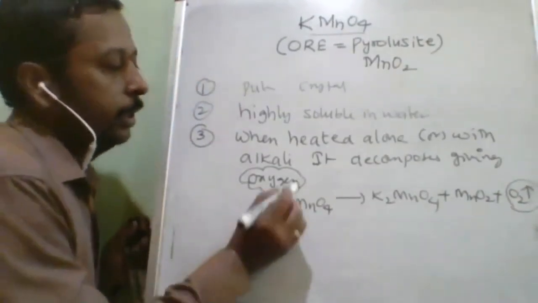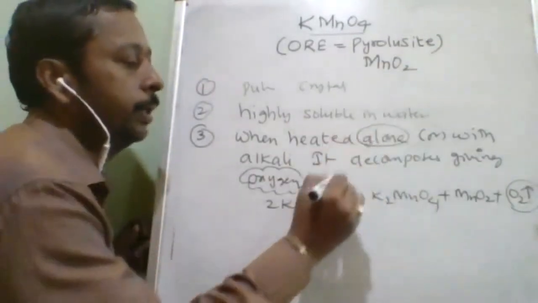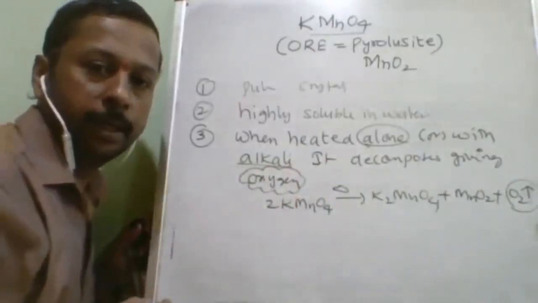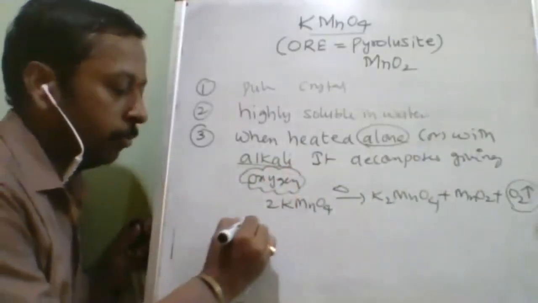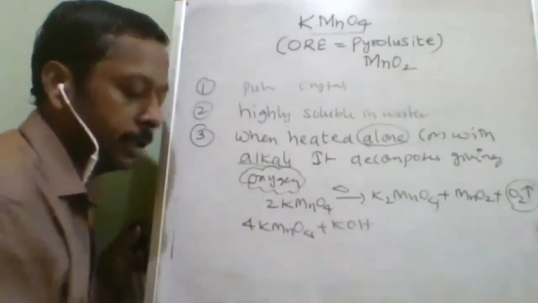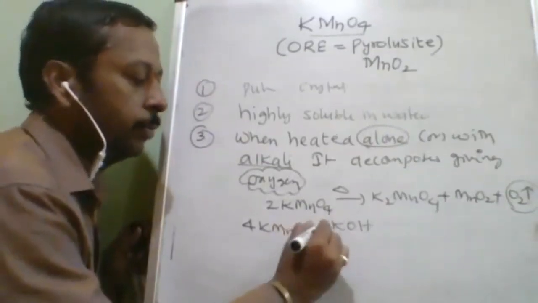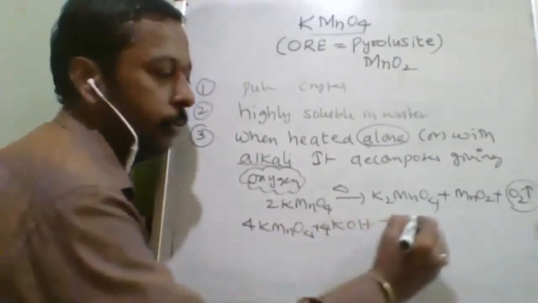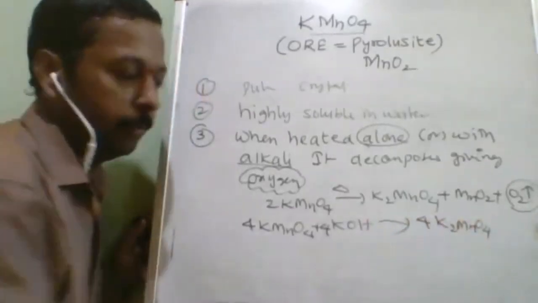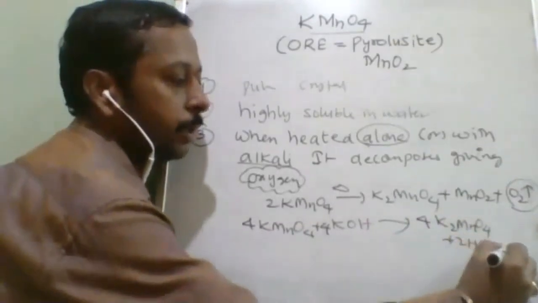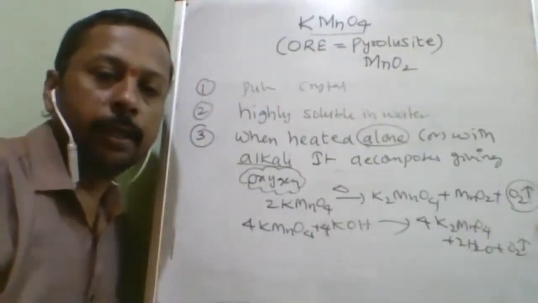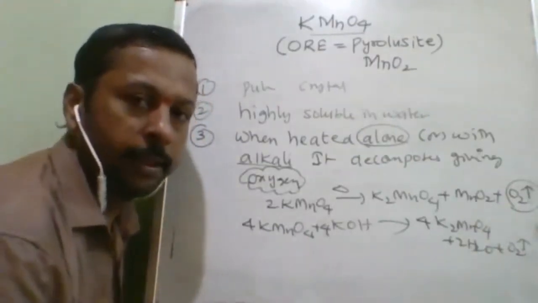This is the case where I told you, when heated alone. The same thing we can try with the alkali also. 4KMnO4, and the alkali I am taking as a base, that is KOH. 4 moles of KOH will give you 4K2MnO4 plus 2H2O plus O2. Again oxygen will be liberated. This proves that KMnO4 is an oxygen rich compound.